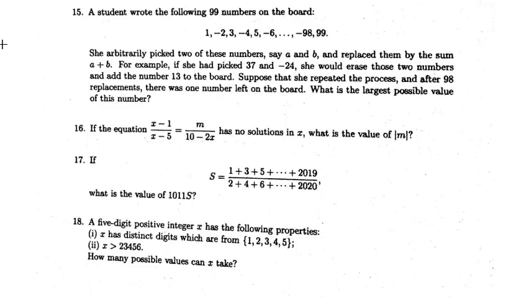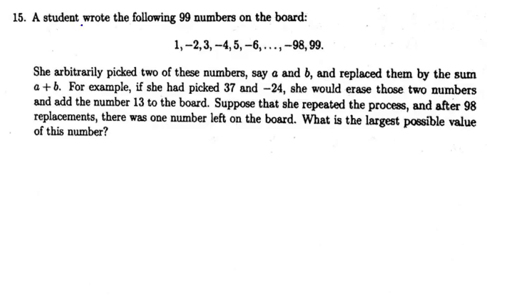SMO 2019 Junior Section First Round Problem number 15. A student wrote the following 99 numbers on the board: 1, negative 2, 3, negative 4, 5, negative 6, and so on, negative 98, 99. She arbitrarily picked two of these numbers, say A and B, and replaced them by the sum A plus B. For example, if she had picked 37 and negative 24, she would erase those two numbers and add the number 13 to the board. Why? Because 37 plus negative 24 is 13. So you erase A and B and write A plus B instead of them.